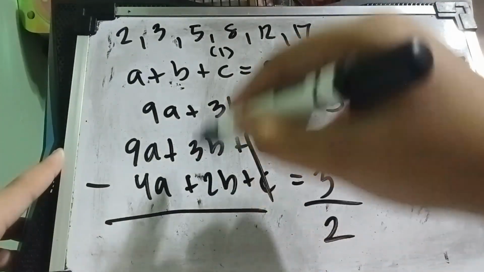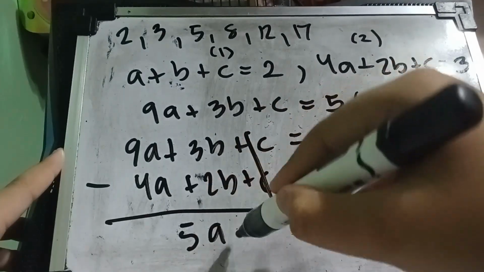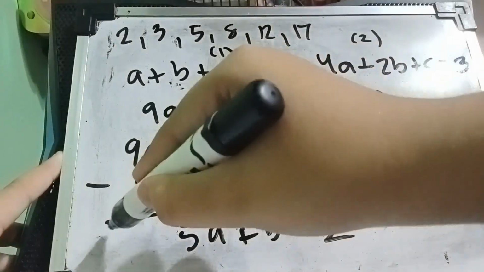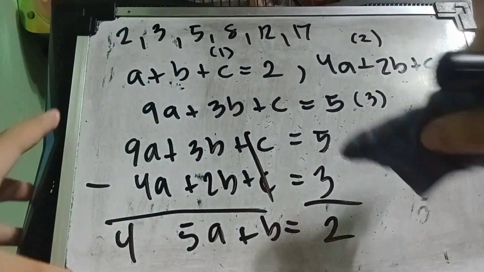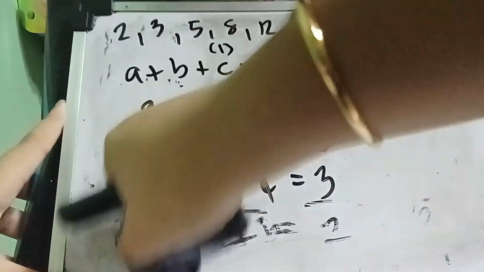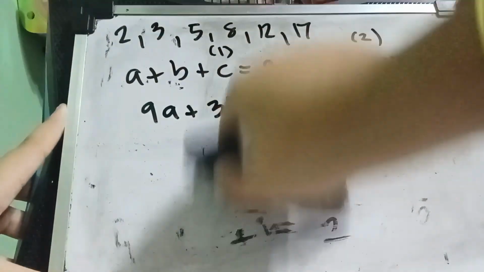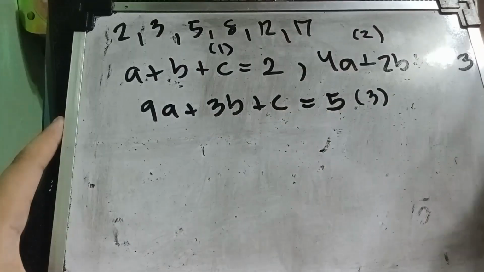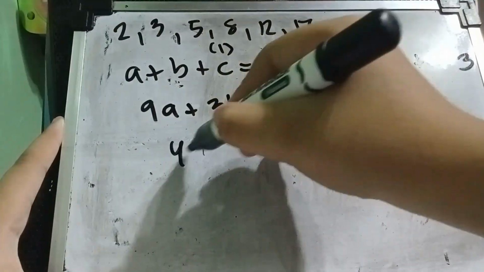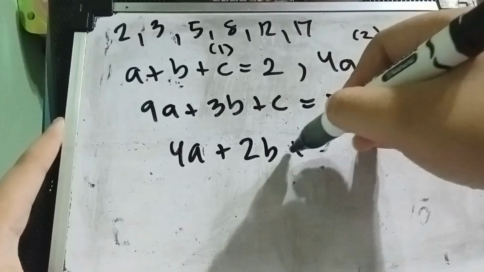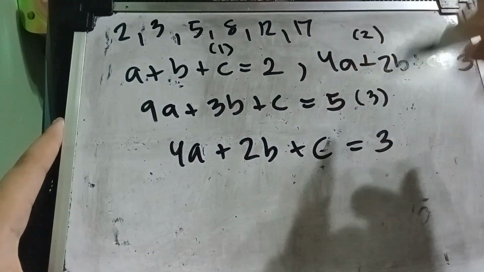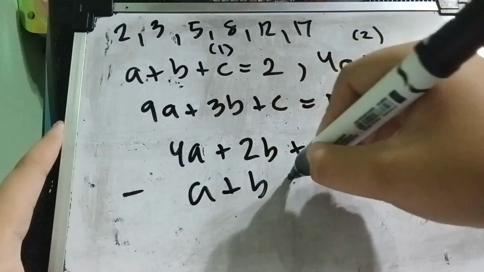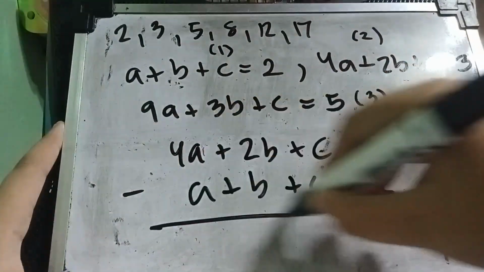Cancel out b, 5a plus b is equal to 2. That's our fourth equation. Okay? Take note of that. Next, we go to equation number 2 and subtract equation number 1. 4a plus 2b plus c is equal to 3. Okay? Minus a plus b plus c is equal to 2.